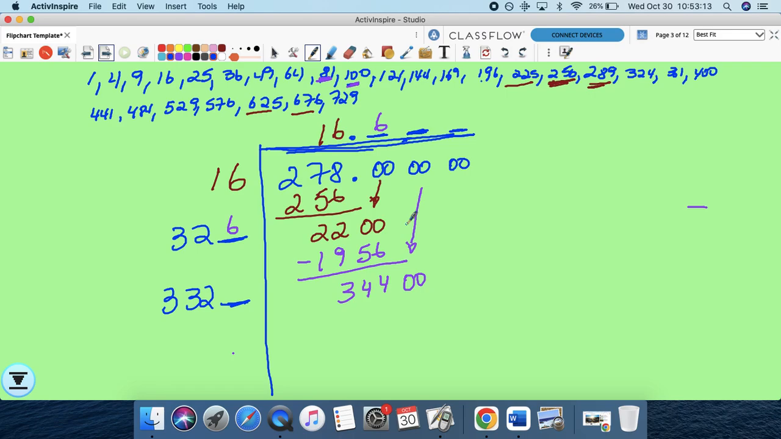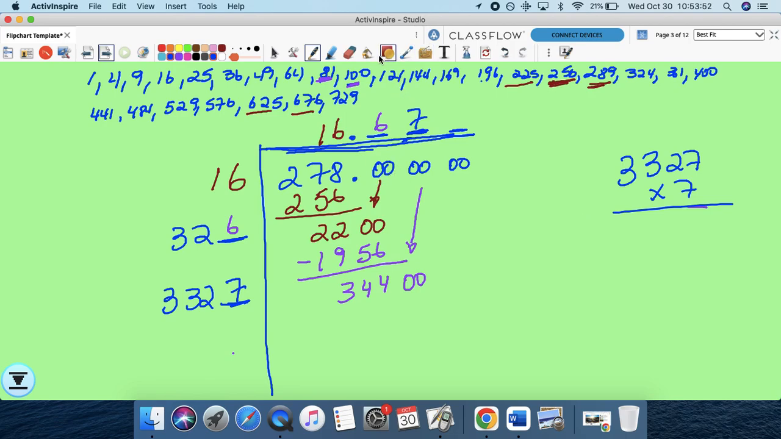Let me just go back a step. I think it's 2,289. 326 times 6 equals 1,956. Give me a second. So now we are going to try, and I'm going to guess that this number might be a 7, which means this number is a 7. Let's multiply that. 3,327 times 7. Let's see if that's close enough. 23,000. Okay, something is wrong here.